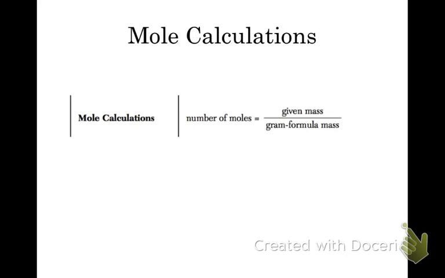So on Table T, we have a formula for the mole calculations. It says the number of moles is equal to the given mass over the gram formula mass. So any one of these three can be our unknown. Generally, if they give us the formula, say for example it's NaCl, which we'll look at a little bit today, we can figure out the gram formula mass because we can take the atomic mass from the periodic table.